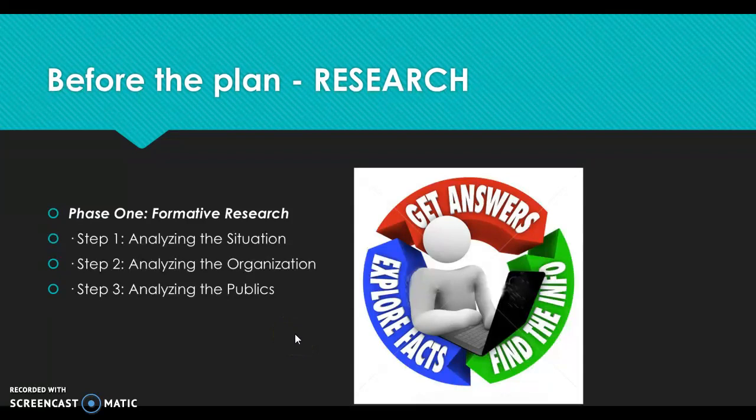Okay, so before they can plan, they have to do some research, some analysis. The three things that they basically look for in their formative research are the analysis of the situation, the analysis of the organization, and the analysis of their publics. I've provided a worksheet for you to use to start doing that formative research for the company or organization or politician or public figure that you are interested in working for.